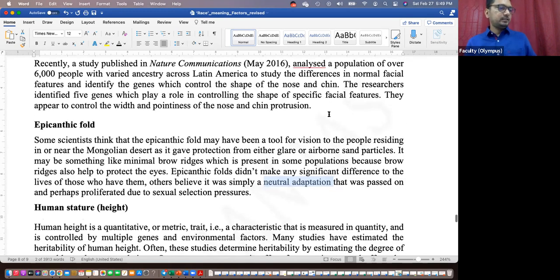That brings us to the last part of this unit, which is simpler and easier. That is race crossing in man. So race crossing in man. What is the concept of race crossing?